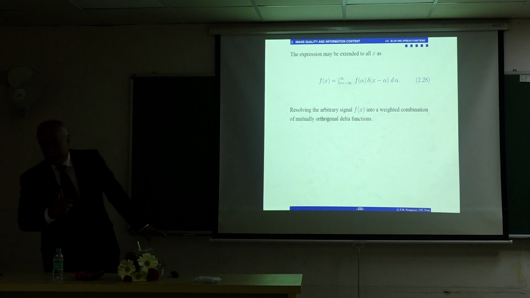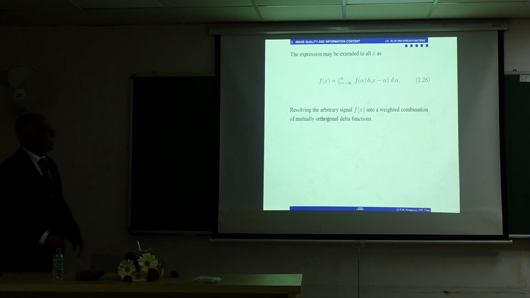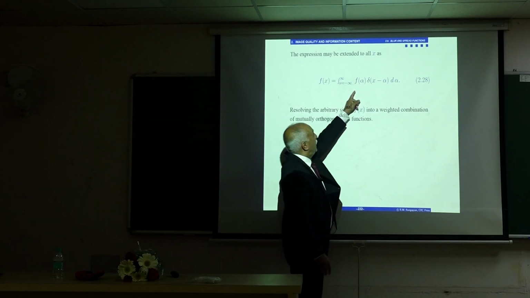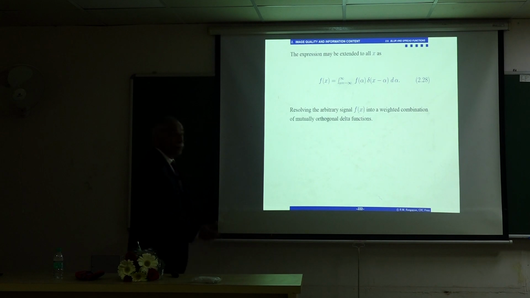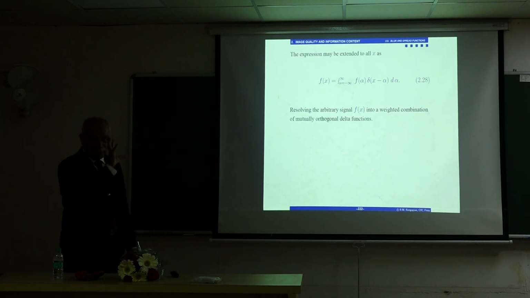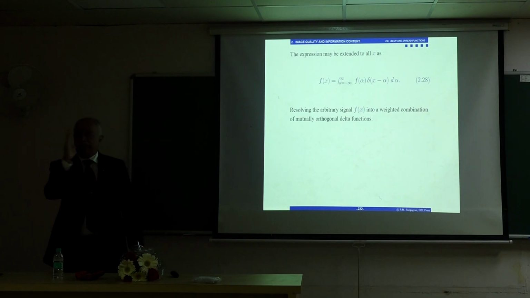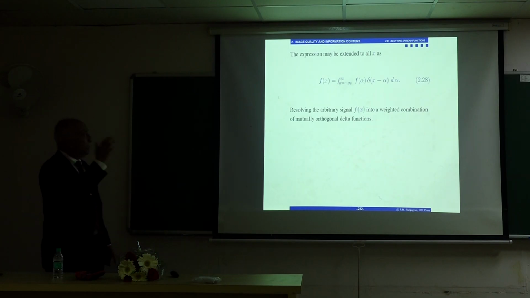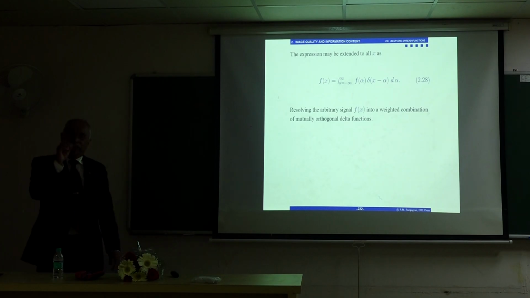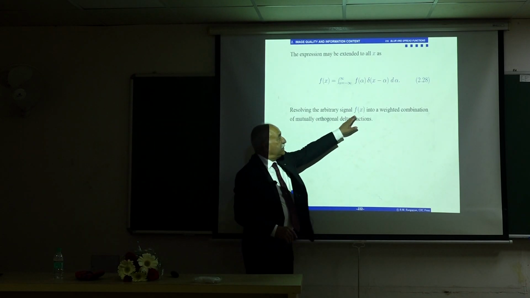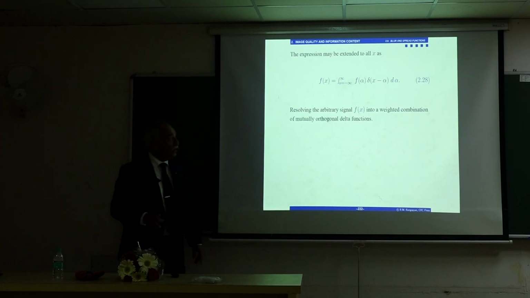You can extend all of this to 2D. 1D continuous is good for this illustration. You can also write this as f(x) equals the integral of f(alpha) delta(x minus alpha). So what does this say? The interpretation is different. The signal is made up of a number of delta functions, delta(x minus alpha), at various positions, x equal to alpha, or alpha equal to x. And the value at each point is f(alpha). So then it says it is resolving some signal f(x) into a weighted combination of mutually orthogonal delta functions.